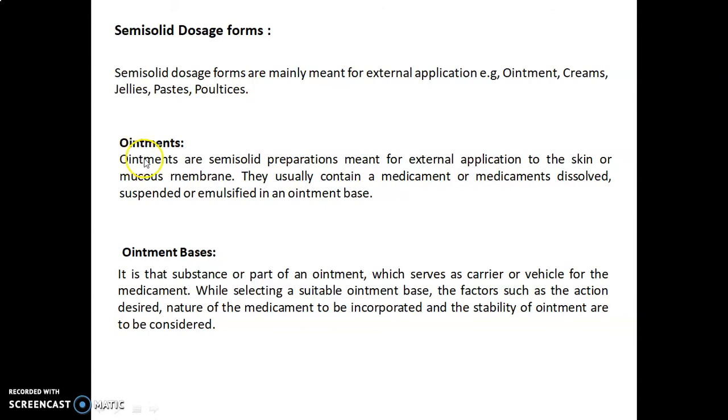Ointments are semi-solid preparations meant for external application to the skin or mucous membrane. They usually contain a medicament or medicaments dissolved, suspended or emulsified in an ointment base. Ointment base is that substance or part of an ointment which serves as a carrier or vehicle for the medicament. While selecting a suitable ointment base, factors such as the action desired, nature of the medicament to be incorporated, and the stability of the ointment are to be considered.